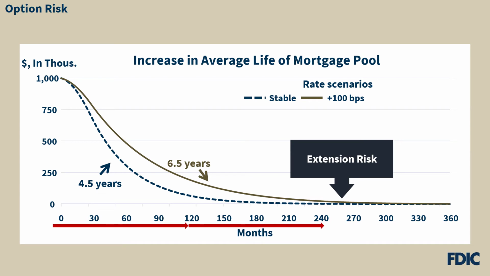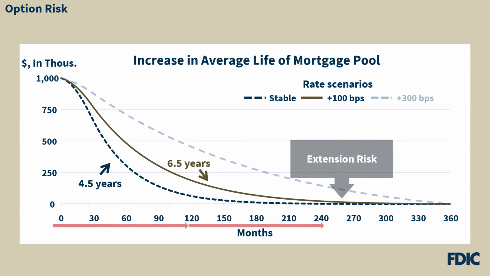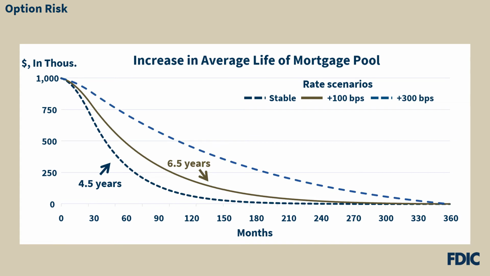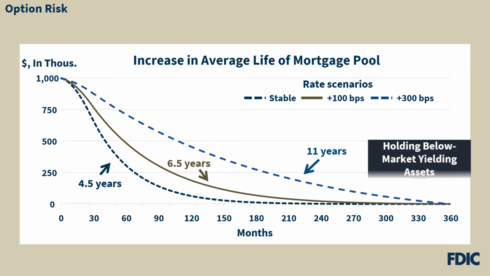What happens if general market rates increase by a greater magnitude? Here, mortgage rates have increased by 300 basis points. As a result, prepayments slow down considerably. The average life of the pool extends even further to 11 years, and the bank will receive a much smaller amount of principal prepayments in the first 10 years compared to the previous two scenarios. The bank will hold these assets, earning a below-market rate on the balance sheet for an even longer period of time.